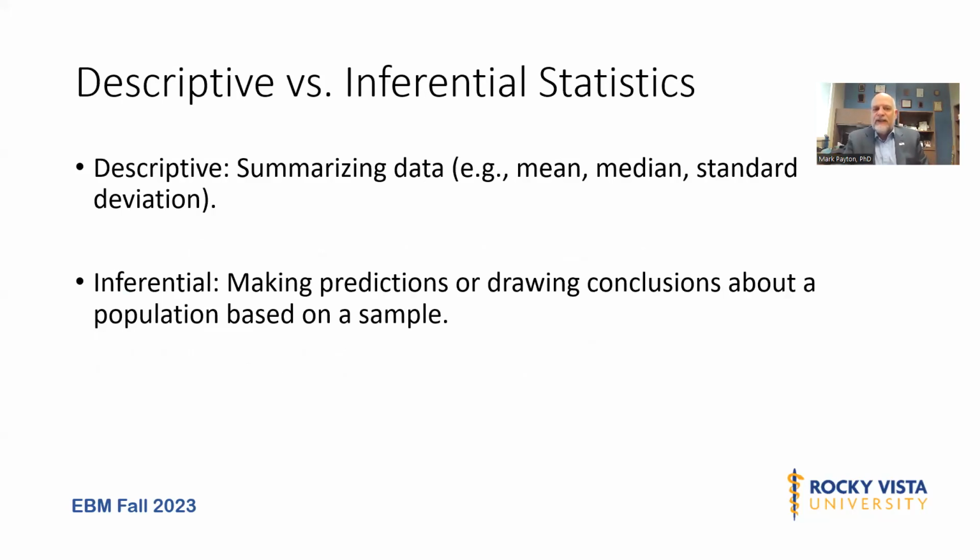All right, descriptive versus inferential statistics. A lot of times descriptive statistics are used just to describe what it is you have. Mean, median, standard error, standard deviation, range, interquartile range, all those sorts of things are usually reported just to describe what your data set is looking like. Inferential statistics is actually using those descriptive statistics in such a way that you can draw conclusions about the population based upon the sample that you've taken.